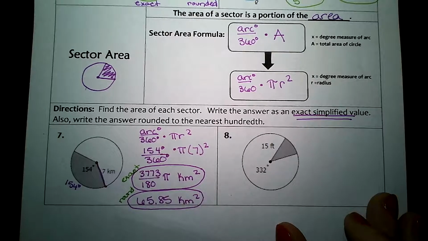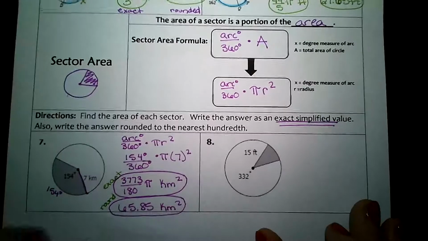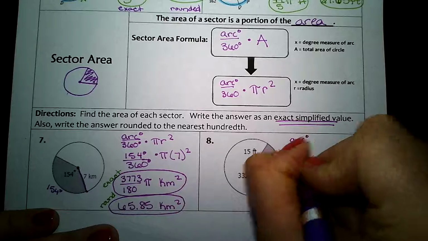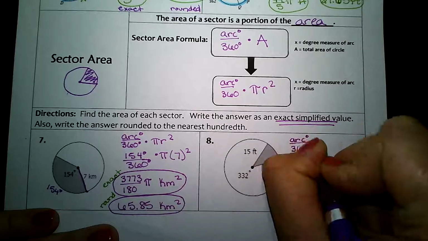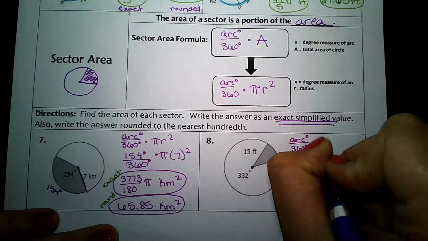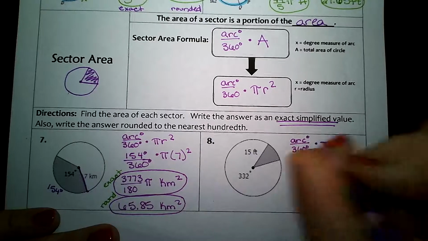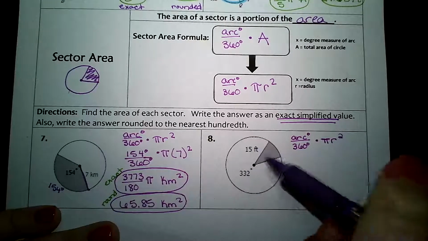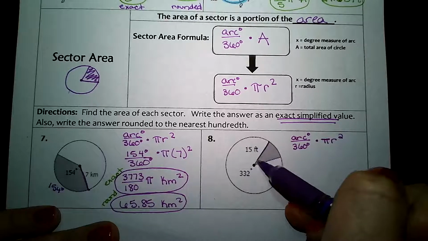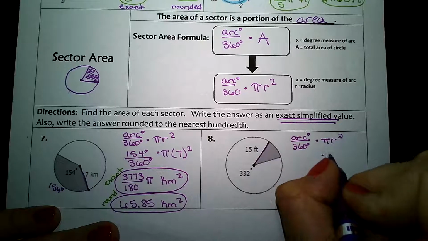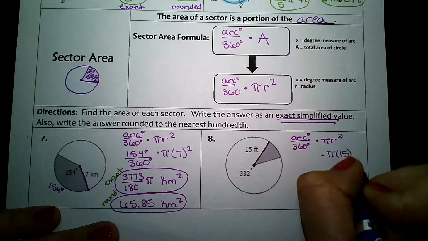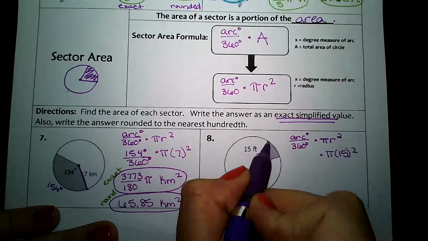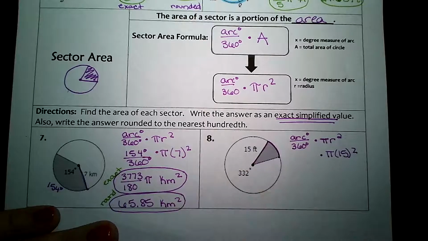Okay, one more example so you see it twice. Let's take a look. I'm writing down my formula so I know what to look for. Arc degree out of 360 times area, which is pi r squared. All right, it looks pretty clear what our radius is. Our radius is 15 feet. What is unclear this time is what our arc is. That's what we don't know.